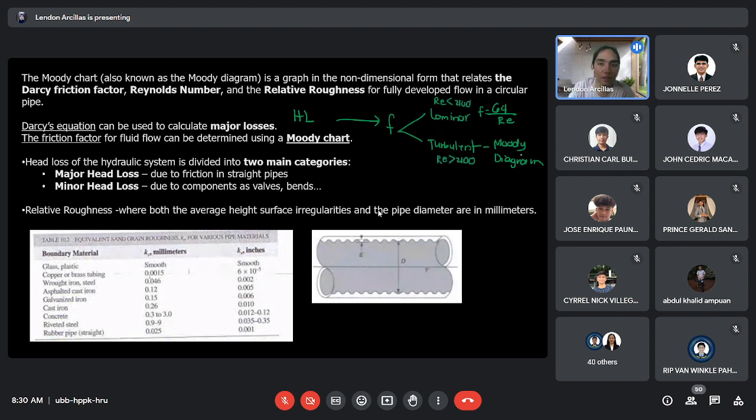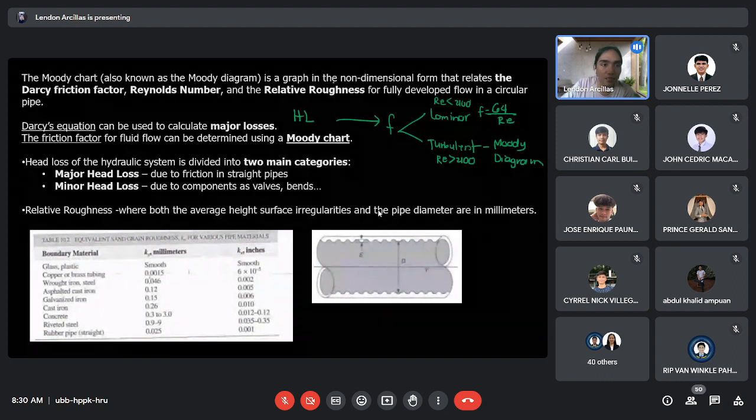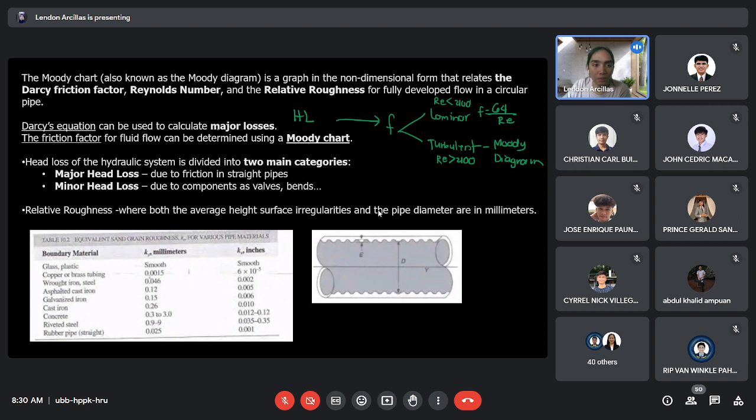The Moody diagram is a non-dimensional graph that relates Darcy friction, Reynolds number, and relative roughness. The Darcy equation can be used to calculate major head losses, so the friction factor is determined in a Moody chart. Meron tayong major head loss and minor head loss. Sinabi ko na to last time, di ba? Ang pinaka-major head loss, reason ng head loss is friction. Minor lang yung mga design ng pipes or yung pagliko ng mga valves, okay?